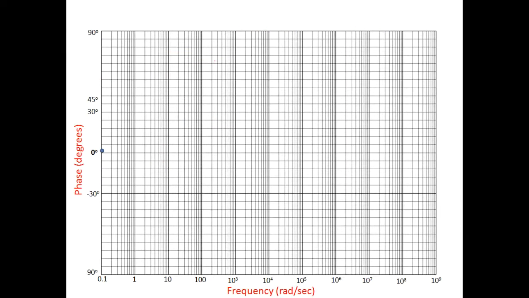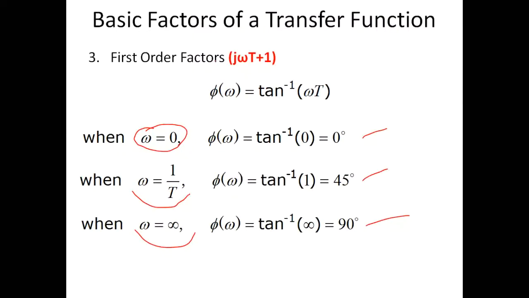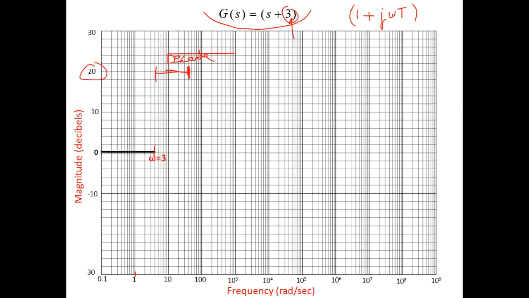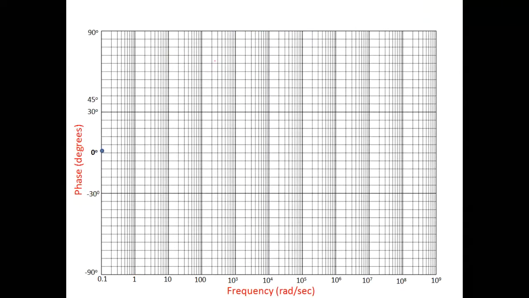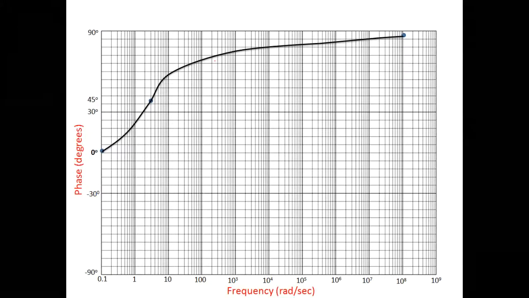What about the phase now? For the phase, as you know, there are 3 points. We can draw the curve using these 3 points: at 0, at 3, and at infinity. At 0, we have 0. At 3, we have 45, and at infinity, we have 90 degrees.